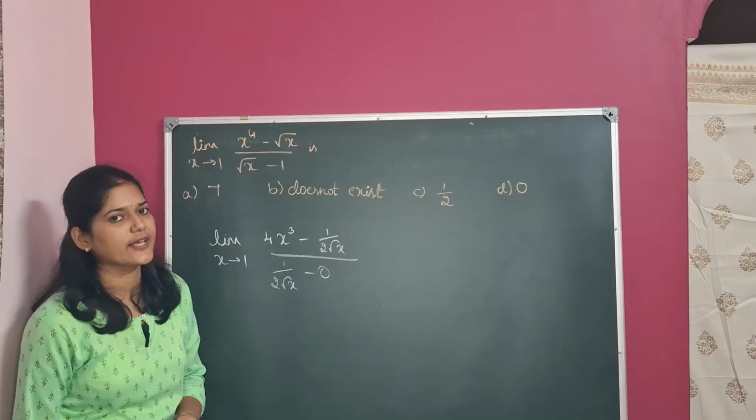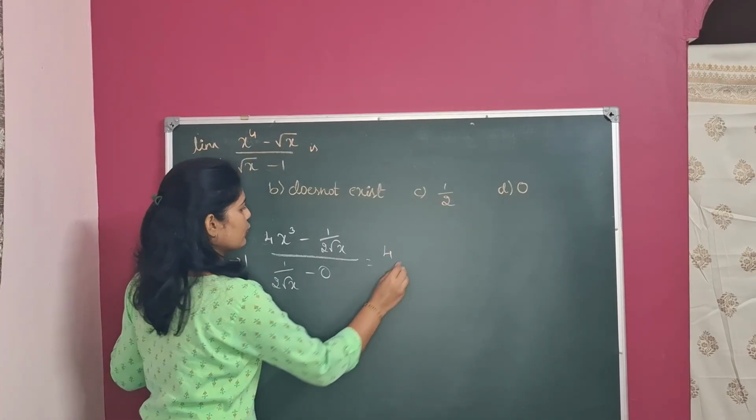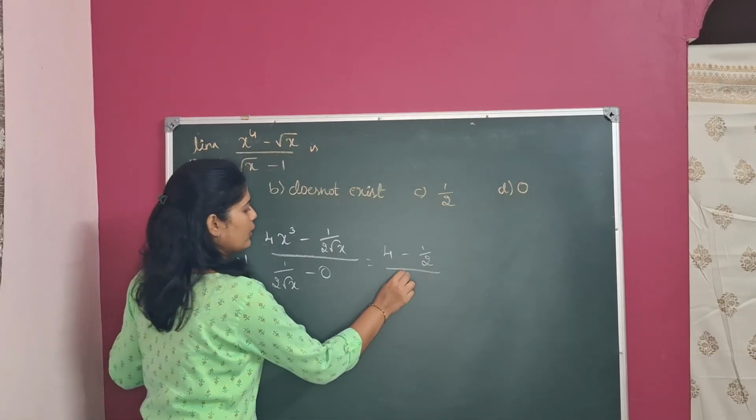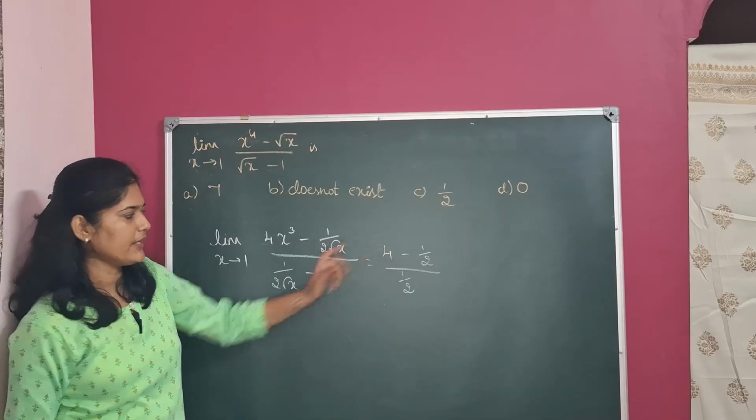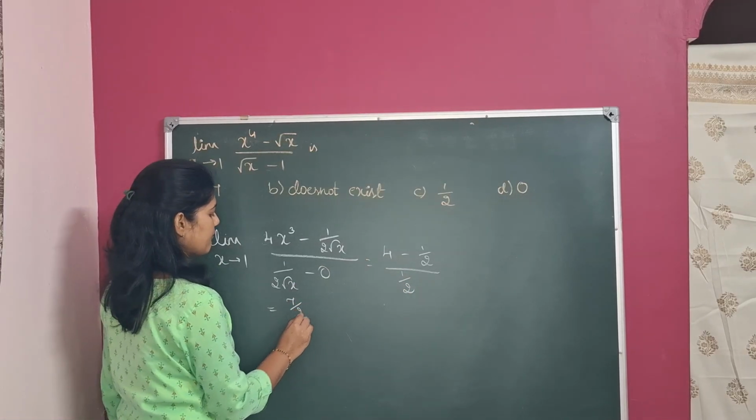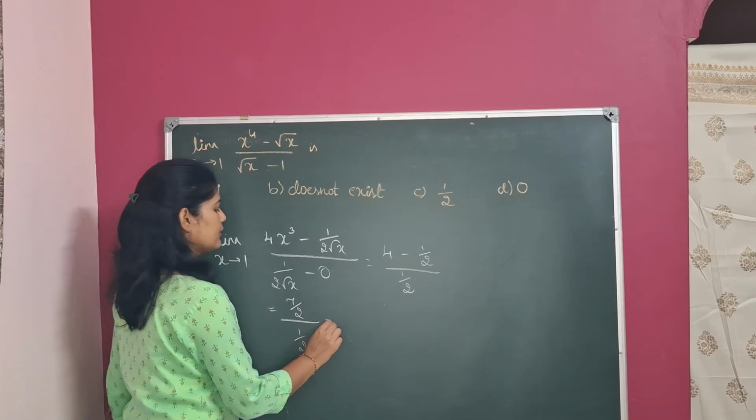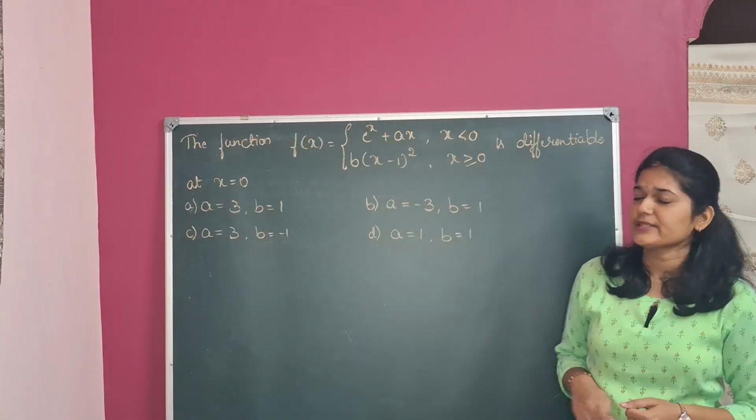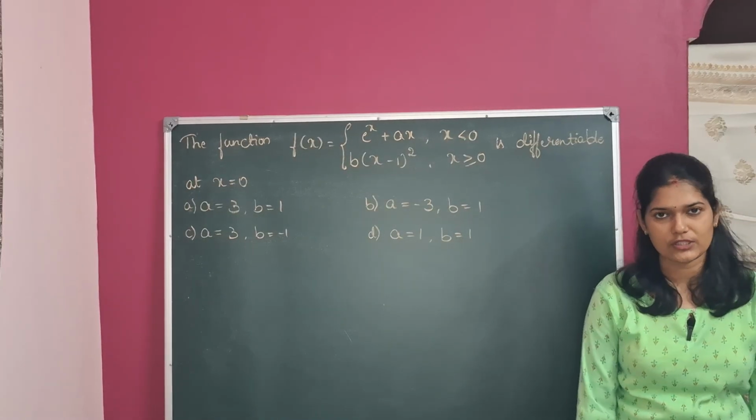Now, substitute x equal to 1. Then we get 4 into 1, that is 4 minus 1 by 2 into root 1, that is 1 by 2, whole divided by 1 by 2. If we take the LCM and simplify, the numerator will be 7 by 2, whole divided by denominator 1 by 2. Therefore, the answer is 7. That is option A. In this problem, they have given the function is differentiable at x equal to 0.